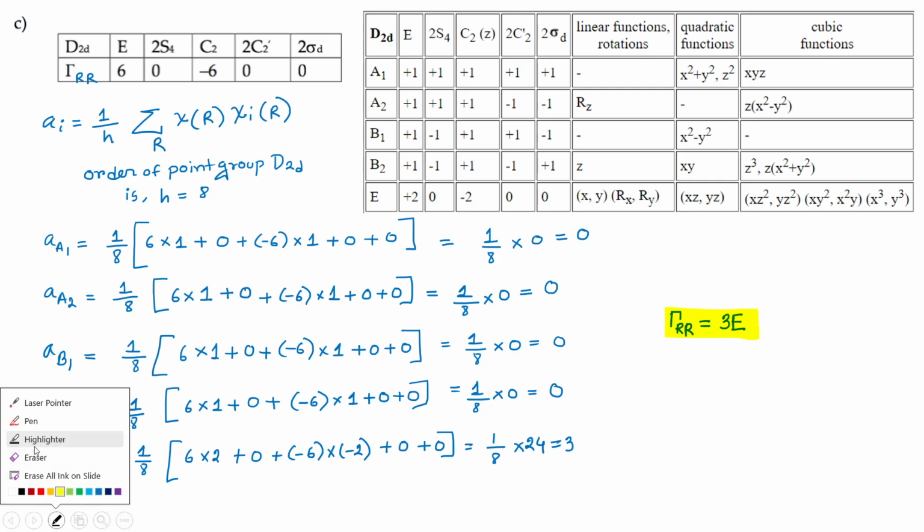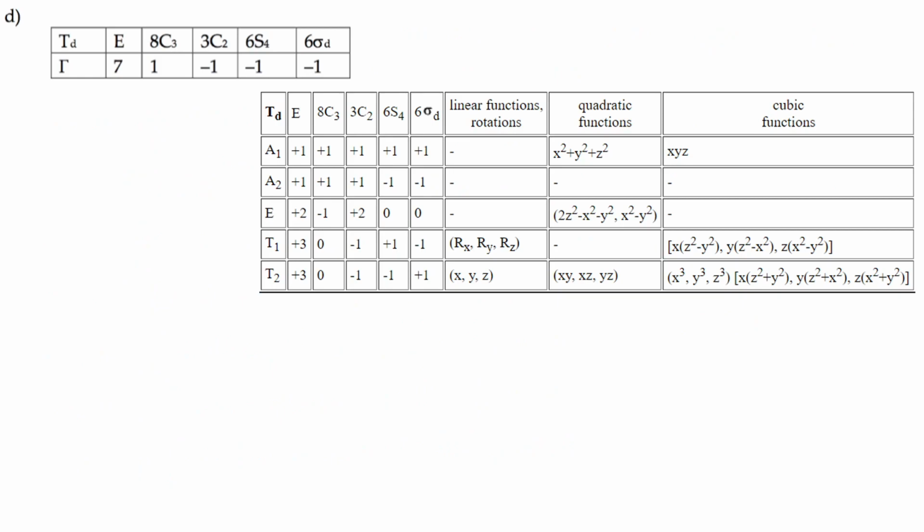See, the character table was bigger than before, but it was easy to solve because zeros are more in the reducible representation. Now this is a tetrahedral point group. Your carbon tetrachloride, then CH4 methane, they all belong to this particular point group. Let us do this RR, and then again we know the formula where a_i is the sum over R of chi of R multiplied by chi i.